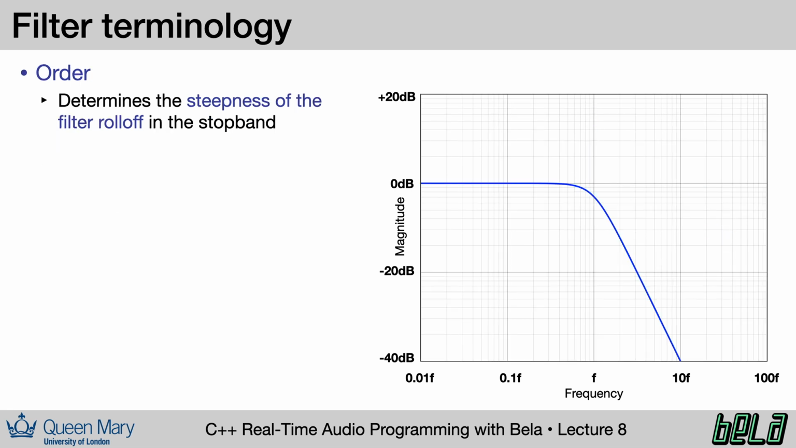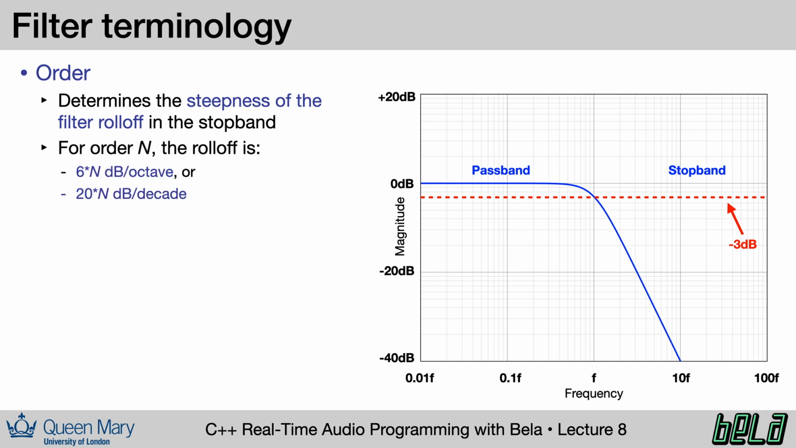Finally, a useful term to understand is the order of a filter. The filter order tells us how steep the roll-off is in the stop band. Here again we see the pass band and the stop band of this filter, and the minus 3 dB point, which defines the cutoff frequency. For a filter order of n, the roll-off is defined to be 6n decibels per octave. In other words, for each doubling of frequency, the magnitude response drops by 6n decibels.